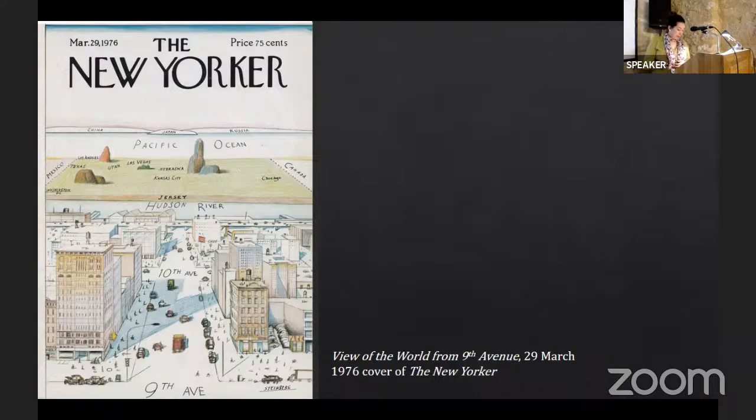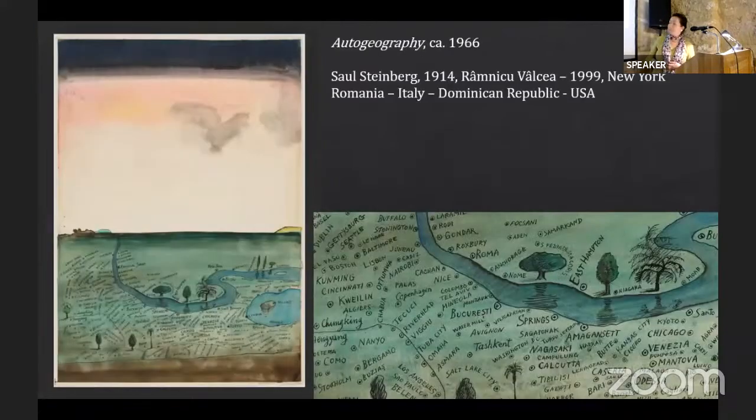I personally, however, find another Steinberg drawing more evocative. And this is his autogeography, which is dated to around 1966. He was born in 1914 in a Jewish family from Râmnicu Vâlcea, which is in today's Romania. And he immigrated first to Italy and then to the USA via the Dominican Republic. His meandering life, cartographed as it were in this drawing, places in close proximity Bucharest and Avignon, Nagasaki, Câmpulung, and Calcutta, and so spatial relationships together with font size, color use, and stylistic and iconographic tropes translate his life experiences.